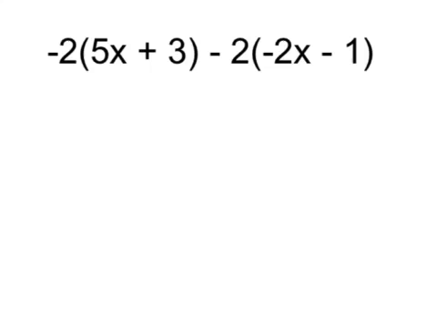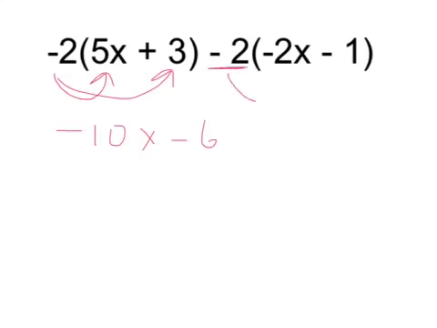So negative 2 times 5x gives me negative 10x. Negative 2 times a positive 3, negative 6. Then we're going to take this negative 2 and multiply it times negative 2x. It gives us positive 4x, so I write plus 4x. Negative 2 times negative 1 is positive 2, so we put plus 2.